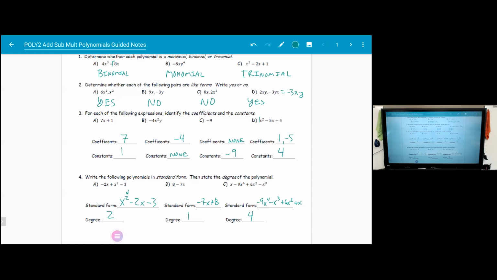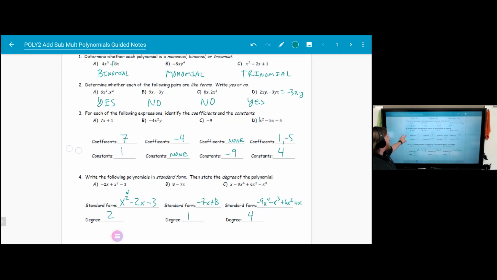All right, let's go ahead and give your answers a check here. Part C on the first one, number 1C is a trinomial. B was a monomial. For 2, we only had one other one that had like terms, which was D, because you got to remember XY is the same as YX because that's multiplication. 3 times 4 is the same as 4 times 3. So you can write it in any order. So even though they look a little bit different, they are like terms.